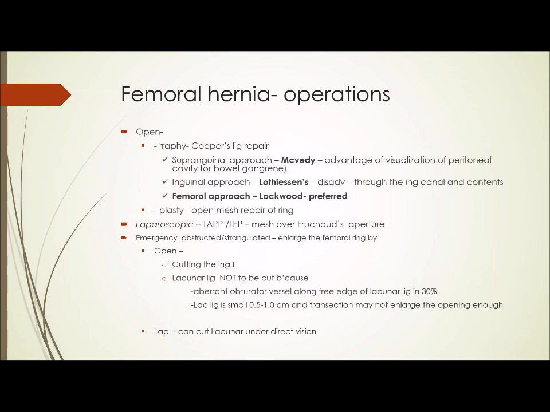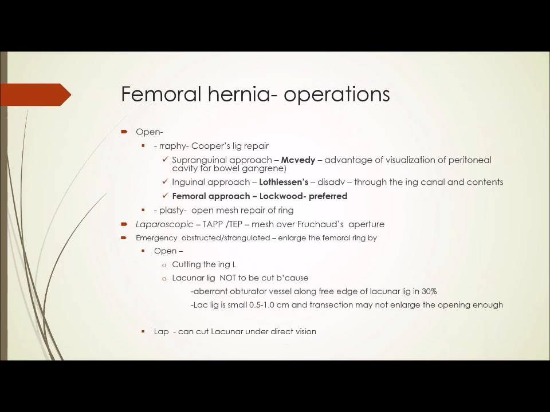Now the operations, I think you all know what the operations are all about. These are basically the repairs which are usually advised, and among them the femoral approach of Lockwood is the preferred approach, right? You can have an inguinal approach, go slightly higher, just like the inguinal hernia approach, same thing, except that now you have to cut through the posterior wall of the inguinal canal and enter into the preperitoneal space. Until you do that, you'll not be able to dissect out the sac, you'll not be able to drag the contents back into the pelvis, right? So you have to go through the posterior wall of the inguinal canal.